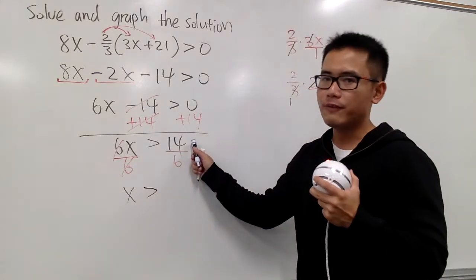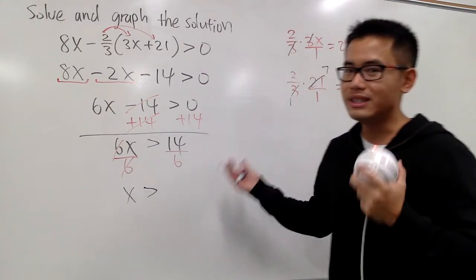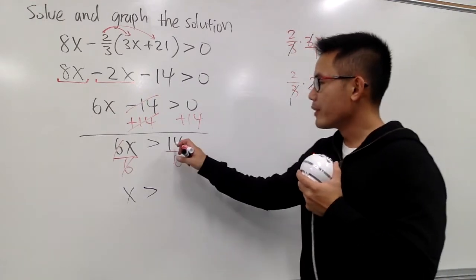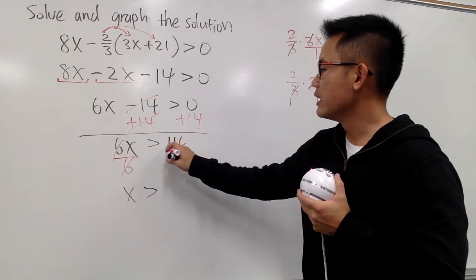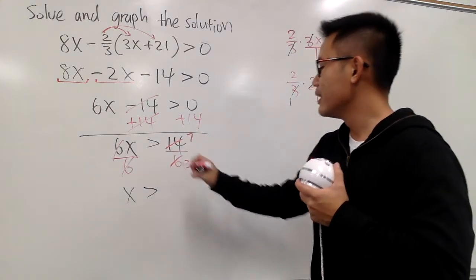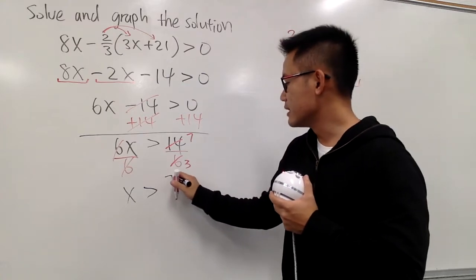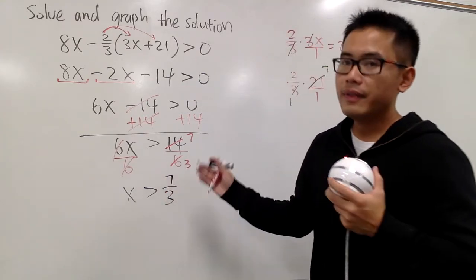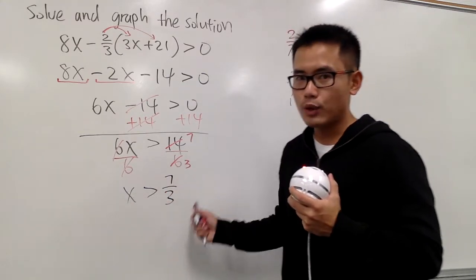And right here we have 14 over 6. We can reduce this fraction, right? So we know 2 goes into 14 7 times. And 2 goes into 6 3 times. At the end, the answer is just 7 over 3. This right here is the inequality.